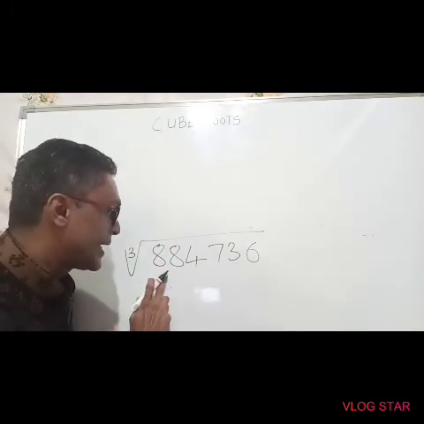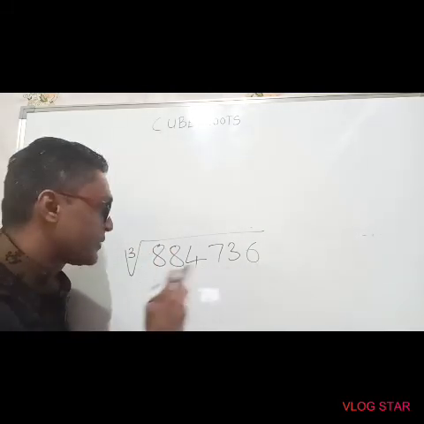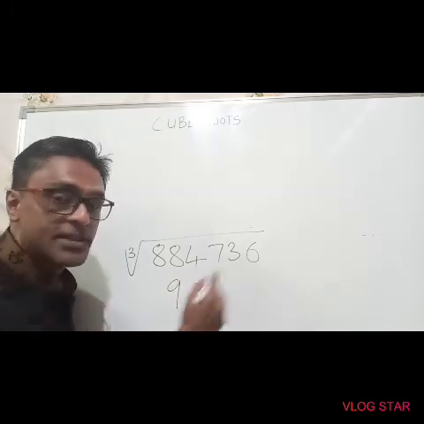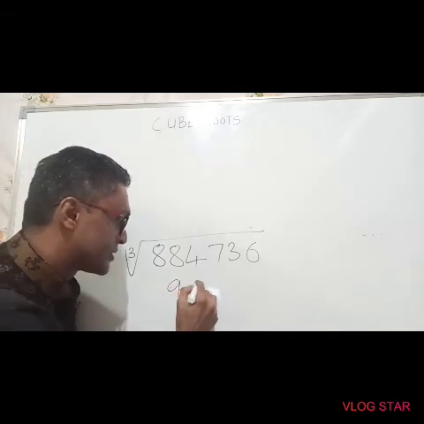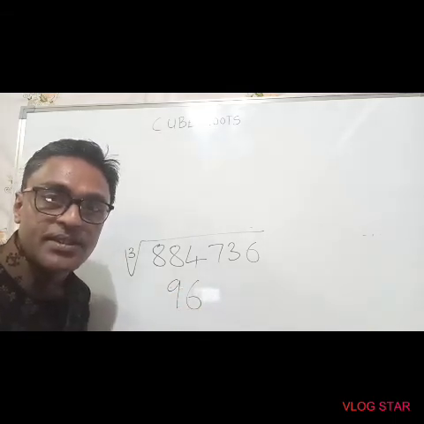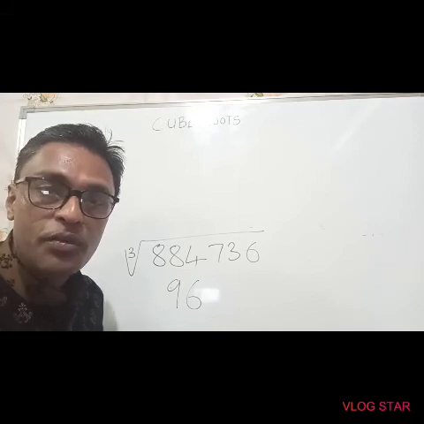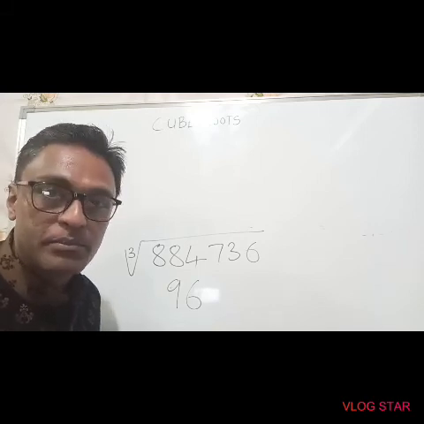Cube root of 884,736. 884 comes between 9 cube and 10 cube. The answer starts with 9. 6 cube is 216, ends with 6. The answer is 96. So, dear participant, this is how you can do cube roots of perfect numbers.